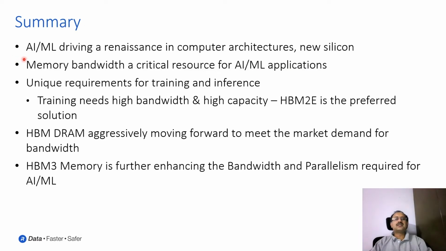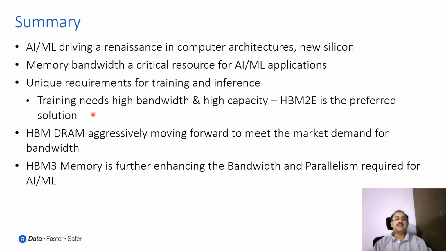So to summarize, it's quite clear that AI ML is now driving a complete renaissance and a complete revolution in computer architecture. A lot of new silicon is being designed to cater to these needs. In all these applications, memory bandwidth becomes very, very crucial. And these requirements are coming from the fact that the training data used to train AI ML networks requires high bandwidth as well as high capacity.